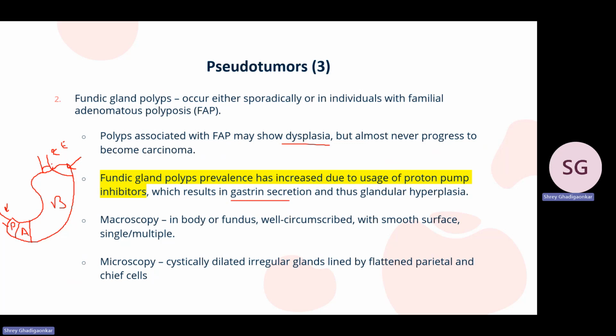Macroscopically, it may be in the body or the fundus, and these are often well circumscribed with a smooth surface, and they can be single or multiple. Microscopically, you usually see cystically dilated irregular glands that are lined by flattened parietal and chief cells.